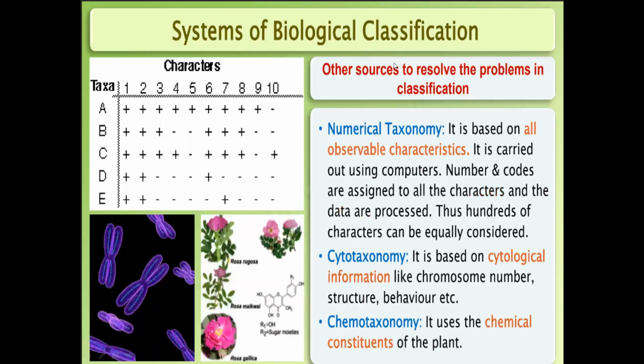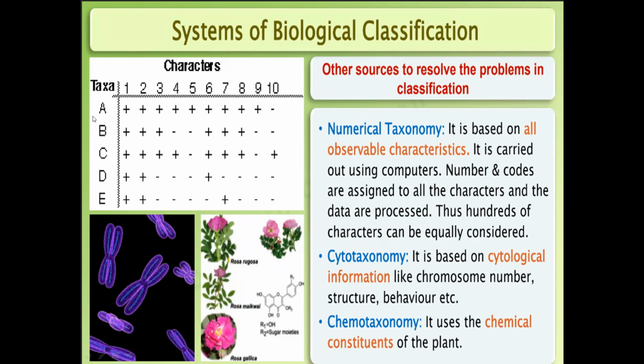Okay. Next, other sources to resolve the problem of classification, like other studies such as numerical taxonomy. It is based on observable characters. It is carried out using computers. Numbers and codes are assigned to all the characters and the data is processed. Thus, hundreds of characters can be equally considered.